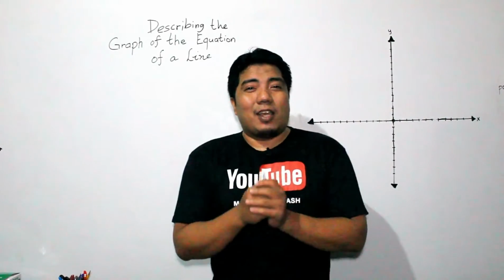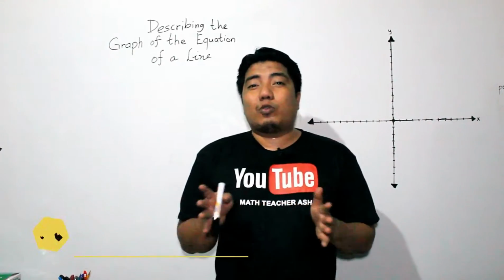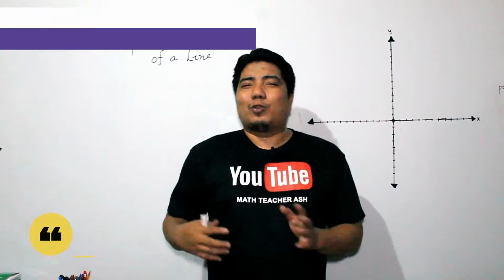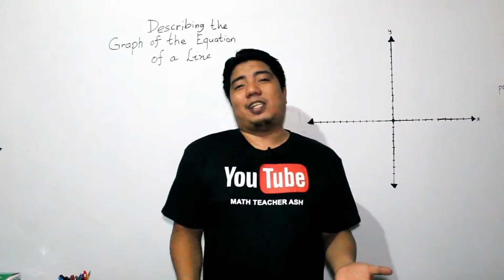For today's lesson, we're going to discuss how to describe the graphs of a linear equation in terms of 2 points, slopes, and its intercept.